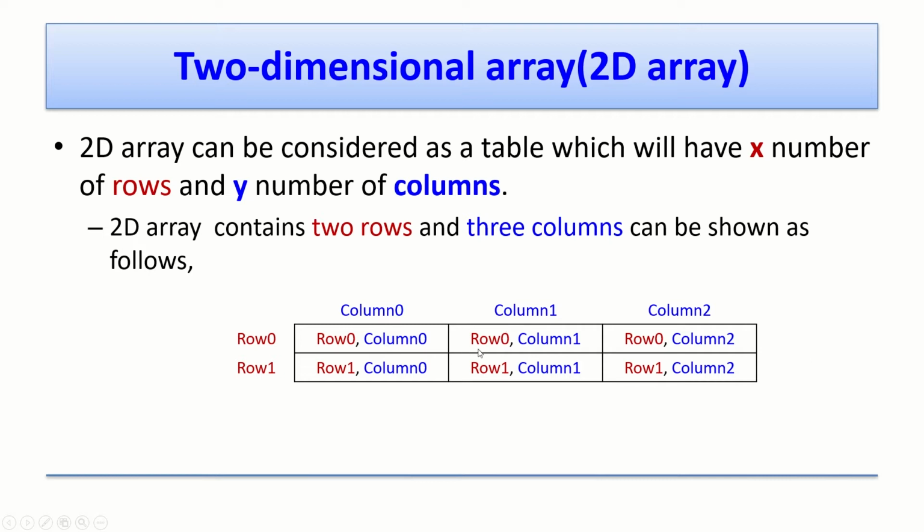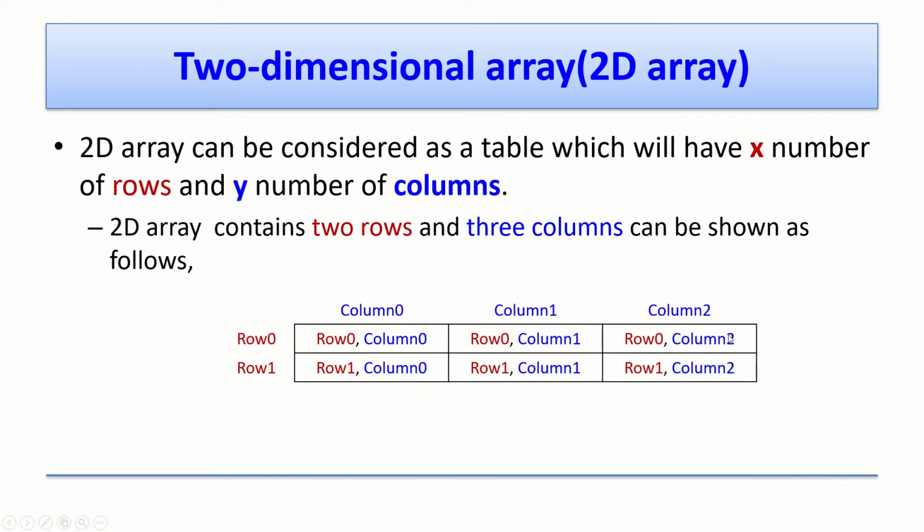Usually, if this is a table, we call each box a cell. This is row 0, column 1. This cell can be labeled as row 0, column 2. This cell can be labeled as row 1, column 0. This cell can be labeled as row 1, column 1. This can be named as row 1, column 2.